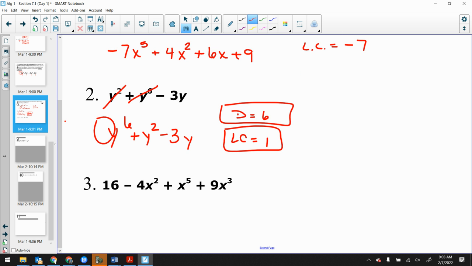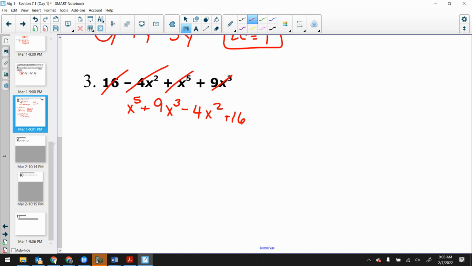What's my first term? X to the 5th. Oops, I put a plus. I guess that's not going to be all right. Next term? 9x to the 3rd. Now we bring down the minus 4x squared and our constant of 16 sitting out there on the end. Again, it's going to go in descending order, going down in terms of the degree. So what's the degree of this whole polynomial? 5. What's my leading coefficient again? 1. Good.